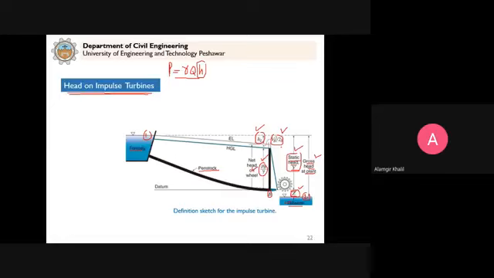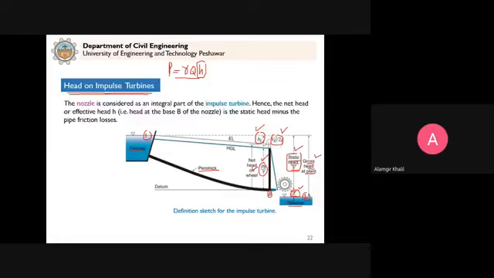So the nozzle is considered an integral part of the impulse turbine. Hence the net head or effective head H, that is the head at the base of the nozzle, is the static head minus the pipe friction losses.